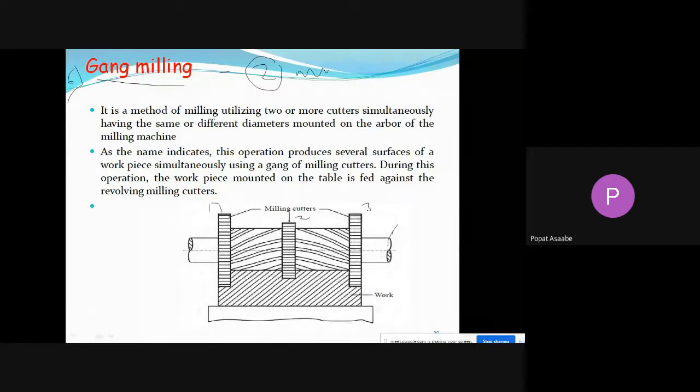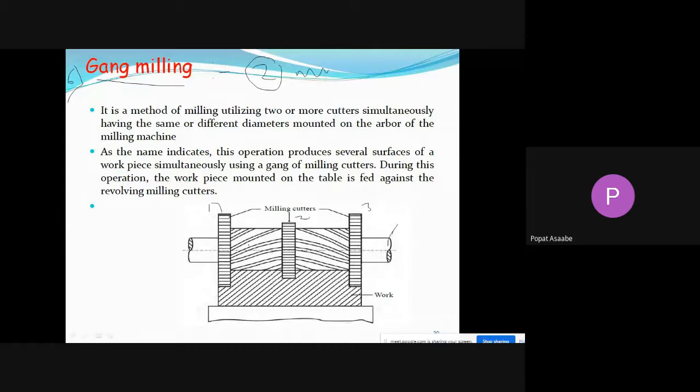And with the help of gang milling, we can perform different types of operations simultaneously, because in gang milling we are using more than 2 milling cutters. Generally, we can use 3, 4, 5, 6 like this.